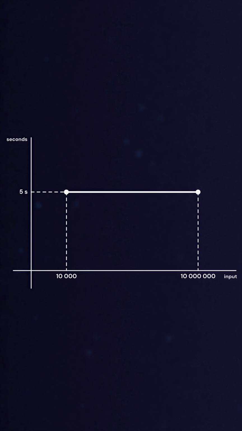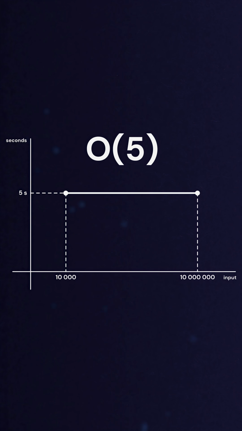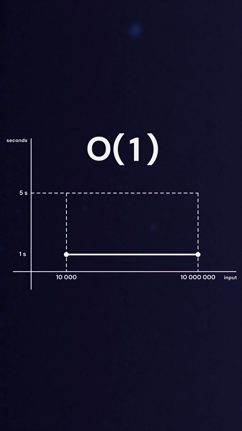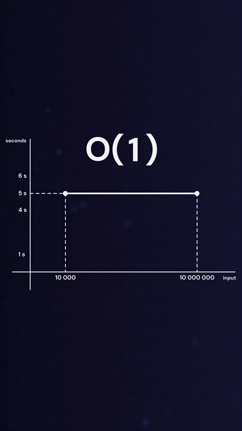But why this matters is that 5 seconds in Big O terms, we just don't care. We don't say, oh, it's order 5 because it took 5 seconds. We just say it's order 1 because it's constant. So that constant can always just be reduced to 1.